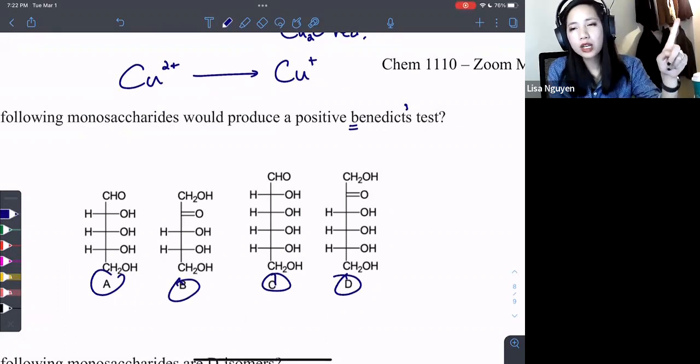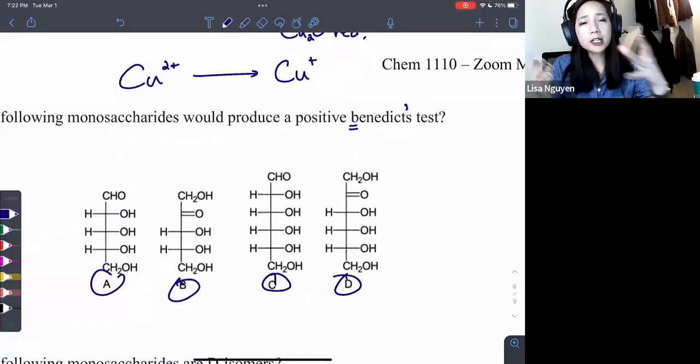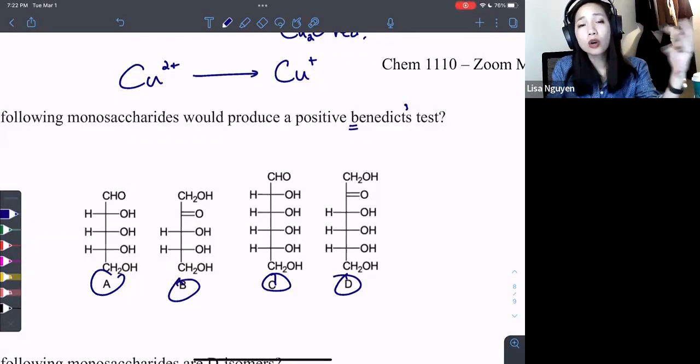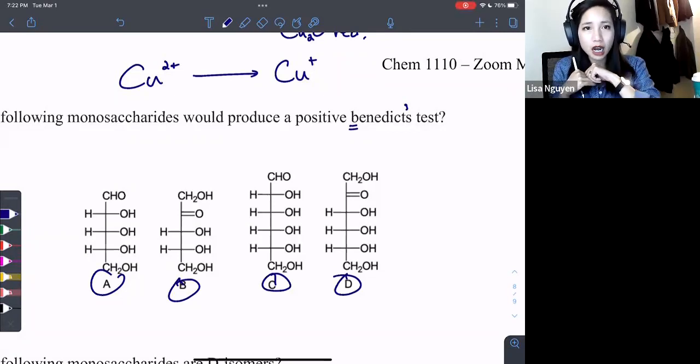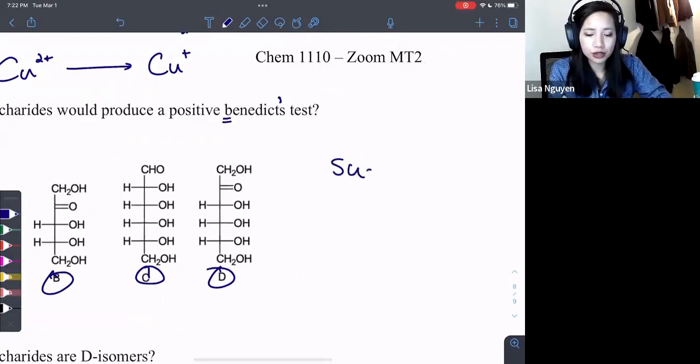The problem is once we introduce disaccharides or even polysaccharides, depending on how we do our condensation reaction to make our di- or polysaccharide, if the glycosidic bond includes the anomeric carbon, then you essentially tie up the anomeric carbon and it can no longer be a reducing sugar. So essentially the only sugar that we care about that is not a reducing sugar is sucrose. So sucrose is not a reducing sugar.